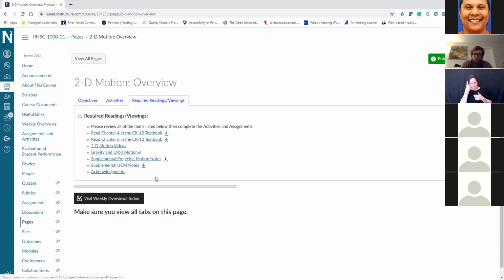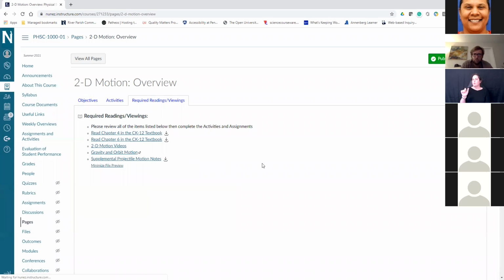So what I'm going to do today is introduce projectiles to you. And then on Monday, I'll put a bow on it and finish up 2D motion by looking at orbit motion and uniform circular motion. But today, I'll finish up by taking a look at projectiles.